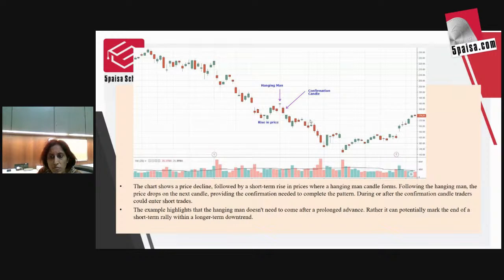Now, during and after the confirmation, the candle traders would enter the short trades, because now it's very much confirmed that the trend reversal is likely to happen, or it has already started. Okay, and it's better to take the short trades and exit the long trades. So the example in this case highlights that the hanging man doesn't need to come after a prolonged advance. Do you see any prolonged rise in price? Rather, it can potentially mark the end of a very short-term rally within a longer-term downtrend. So you have to be very careful where it is positioned.